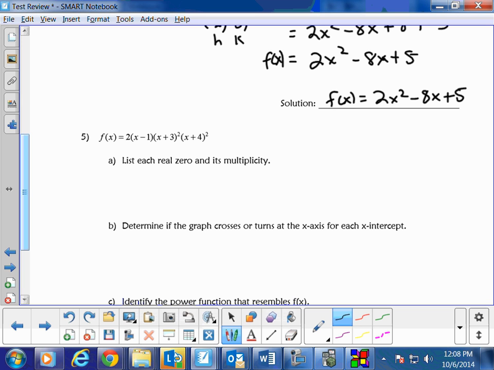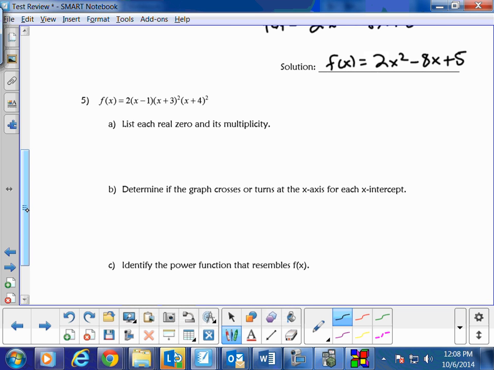Okay, so now with this one, question 5, it says list each 0 and its multiplicity. Well, we have zeros here at 1, negative 3, and negative 4. So you have 0, 1. This one has a multiplicity of 1. This one, negative 3, is another 0, with a multiplicity of 2. And the last one, negative 4, with a multiplicity of 2 also.